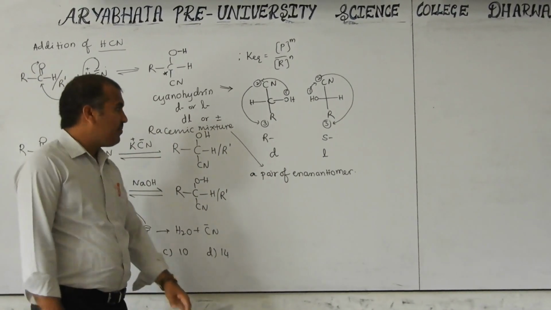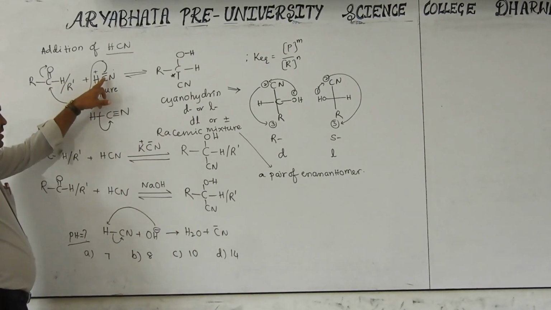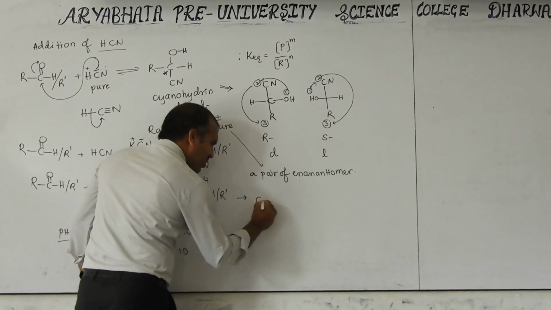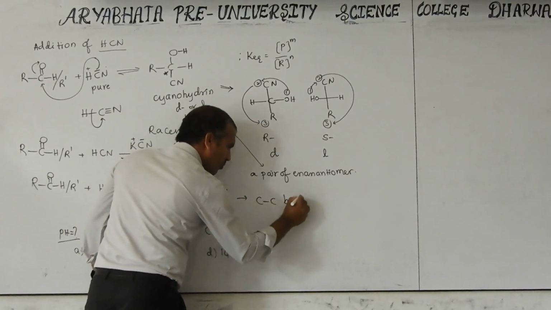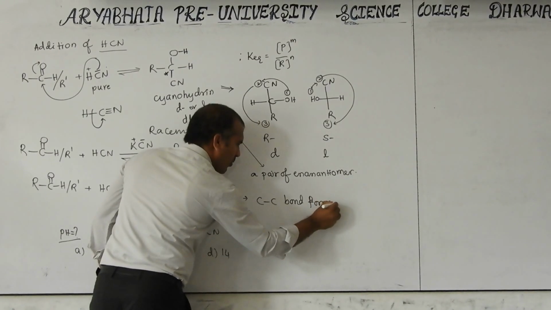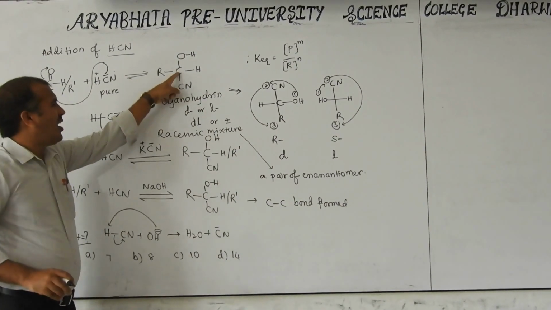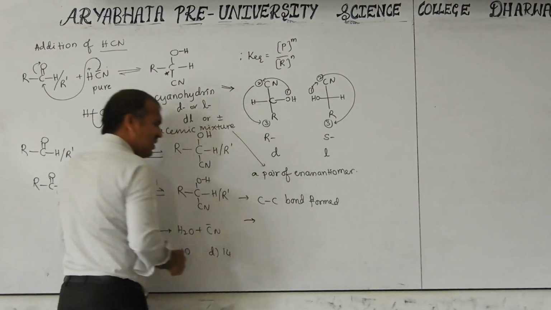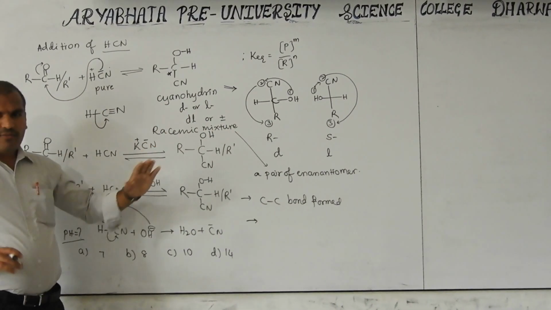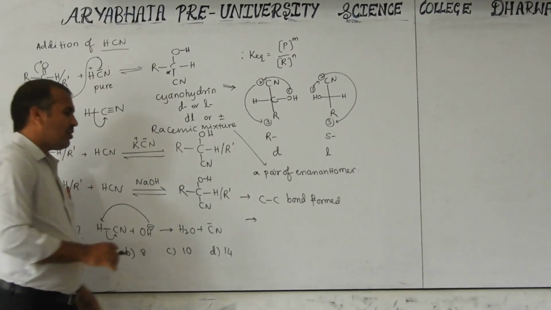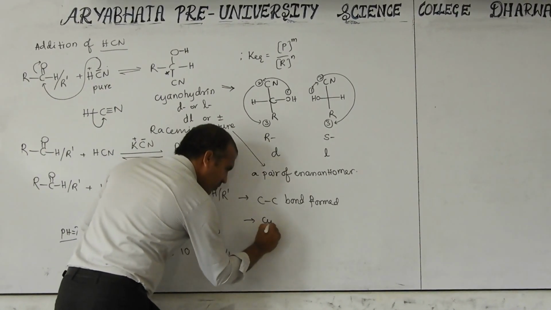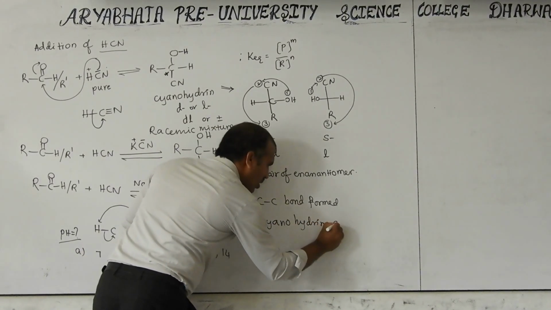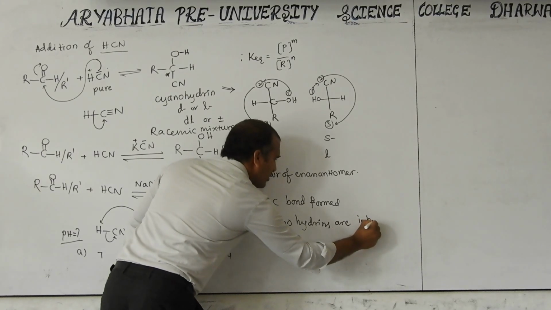This is very important. Now, keep in mind, this cyanide is bonded to this carbon. So, what are the important points here? A carbon-carbon bond is formed here. Next, these are intermediates for some other product formation. So, cyanohydrins are intermediates.